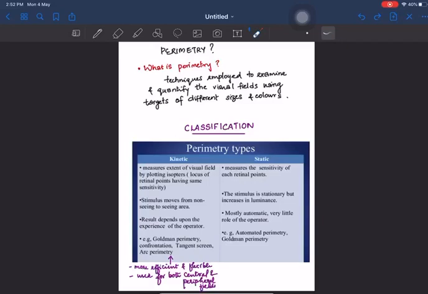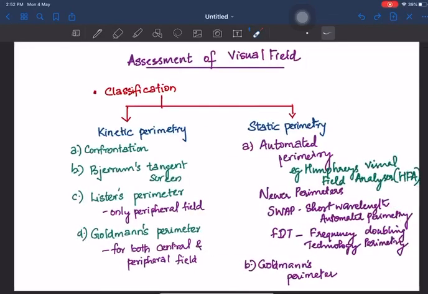Static perimetry measures the sensitivity of each retinal point. Here, the stimulus is stationary, but it increases or varies in illuminance. It is mostly automatic, and very little role of the operator is involved in this technique. Examples are automated perimetry and Goldmann perimetry.